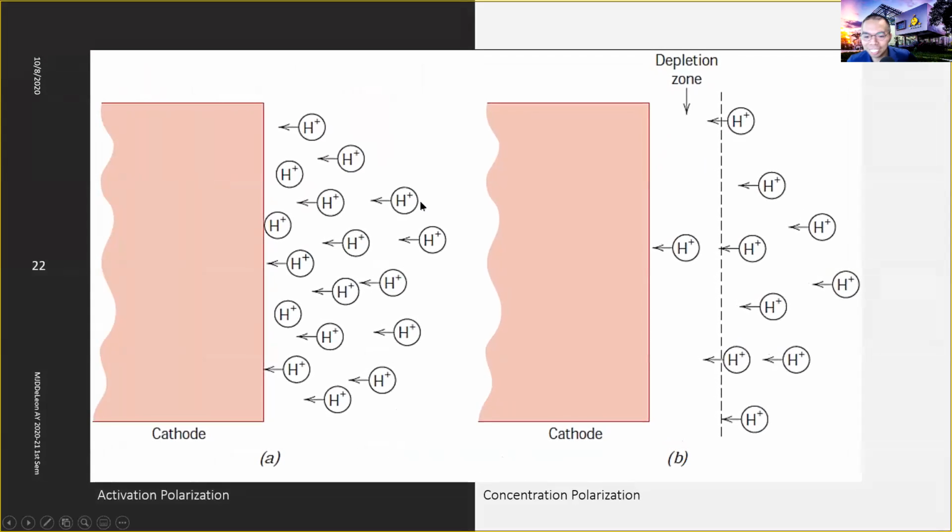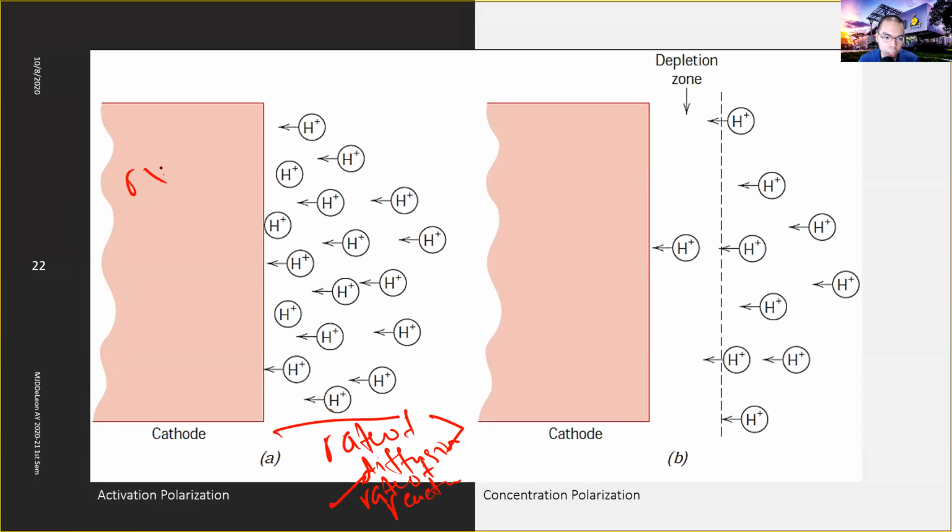Let's highlight the difference between activation and concentration polarization. In activation polarization, there is no depletion zone since the rate of diffusion is faster than the rate of your reaction. Since we are reaction controlled here, this is reaction control.